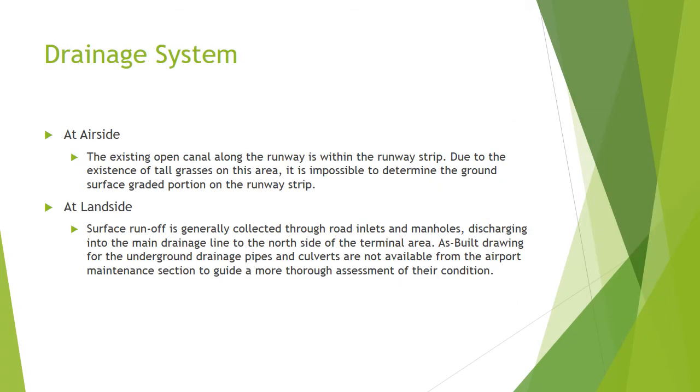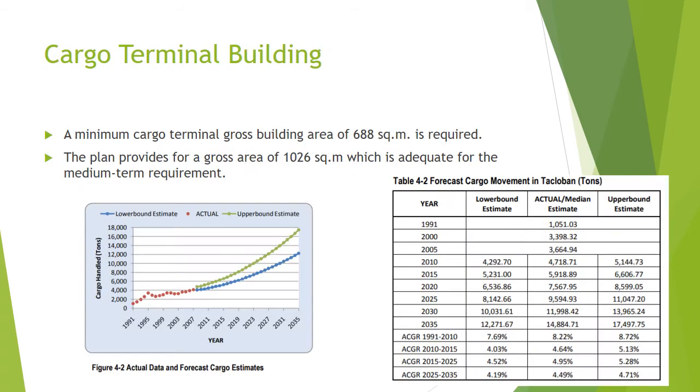The drainage system at the airside cannot be determined because the canal is along the runway and the existence of tall grasses is a big factor. While at the land side, surface runoff is collected through road inlets and manholes, discharging into the main drainage line to the north side of the terminal area. The cargo terminal building of the existing airport is 1,026 square meters, which is adequate for the medium-term requirements since the minimum cargo terminal gross building area is 688 square meters according to the standard.